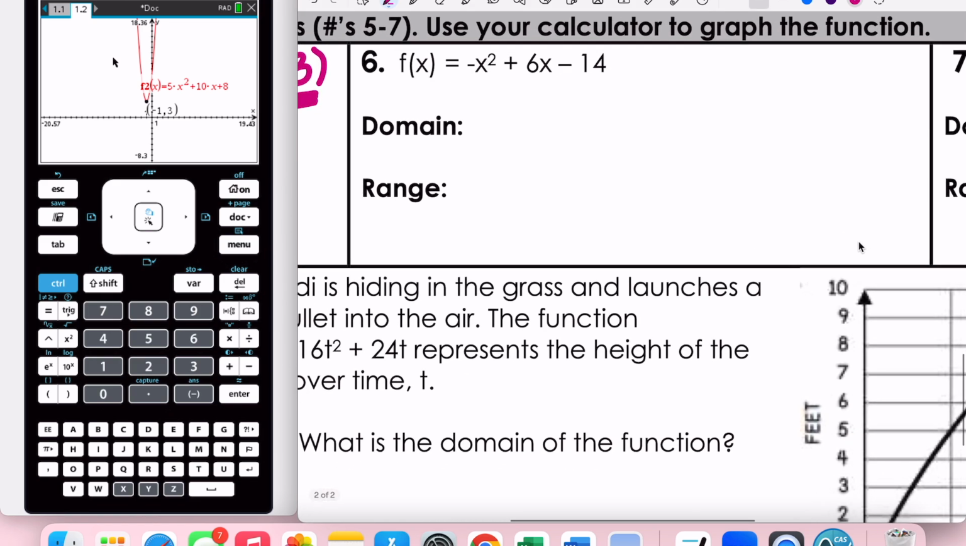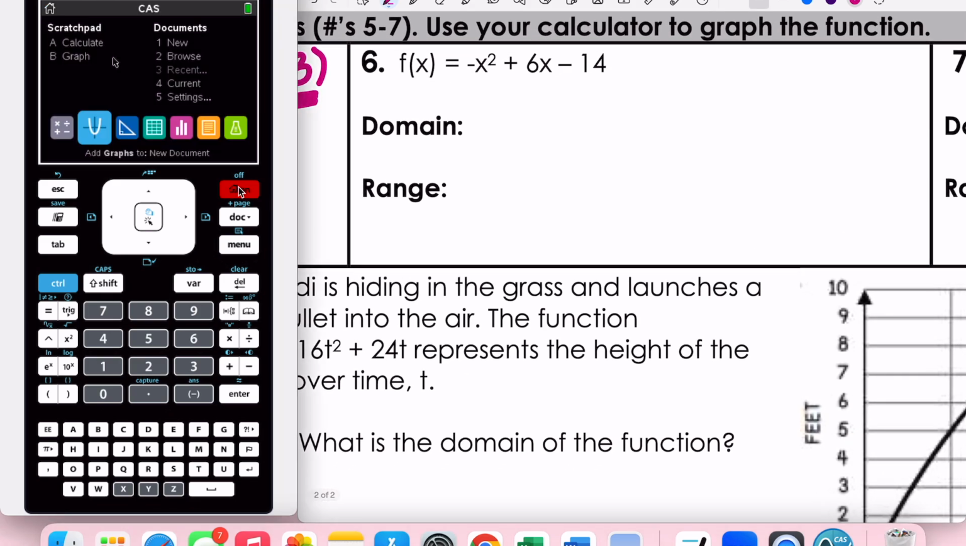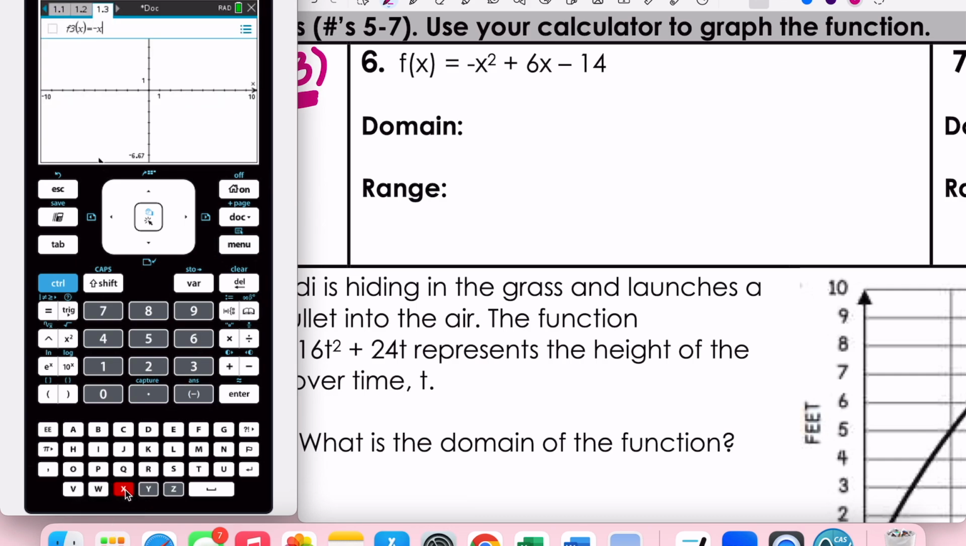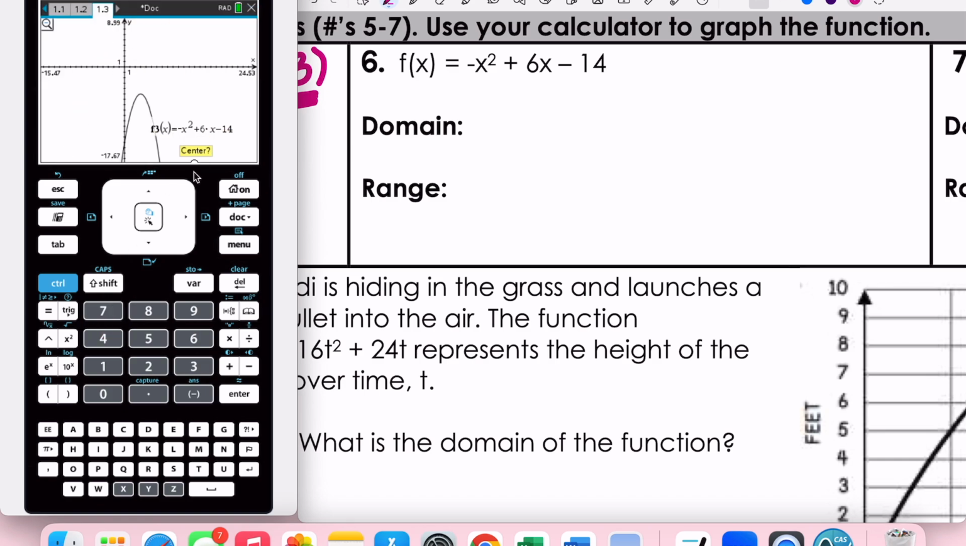Number 6, we have f of x equals -x squared plus 6x minus 14. So again, open up a new graph window. We are typing in -x squared plus 6x minus 14. Pressing enter, this is what your graph may look like. If you would like to zoom out, press menu 4. It's going to zoom out your graph to where you can see it a little bit better, and press escape.